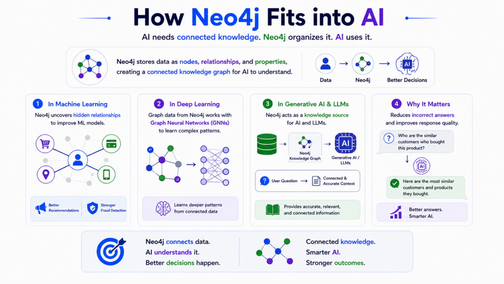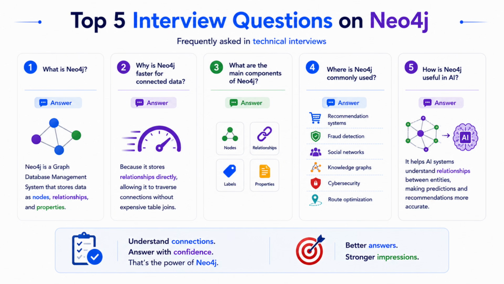Now, before we wrap up this video, let us go through some interview questions that are frequently asked. Here is question number 1. What is Neo4j? The answer is Neo4j is a graph database management system that stores data as nodes, relationships, and properties. Here is question number 2. Why is Neo4j faster for connected data? The answer is because it stores relationships directly, allowing it to traverse connections without expensive table joins.